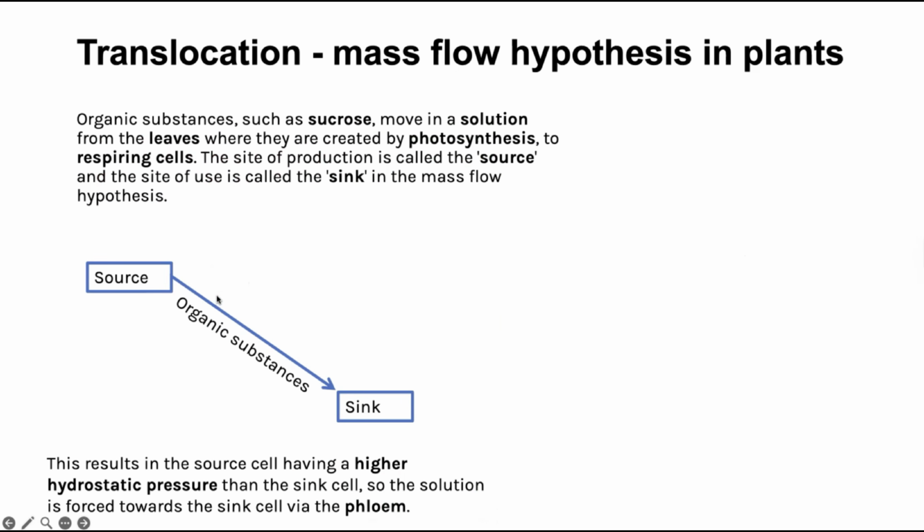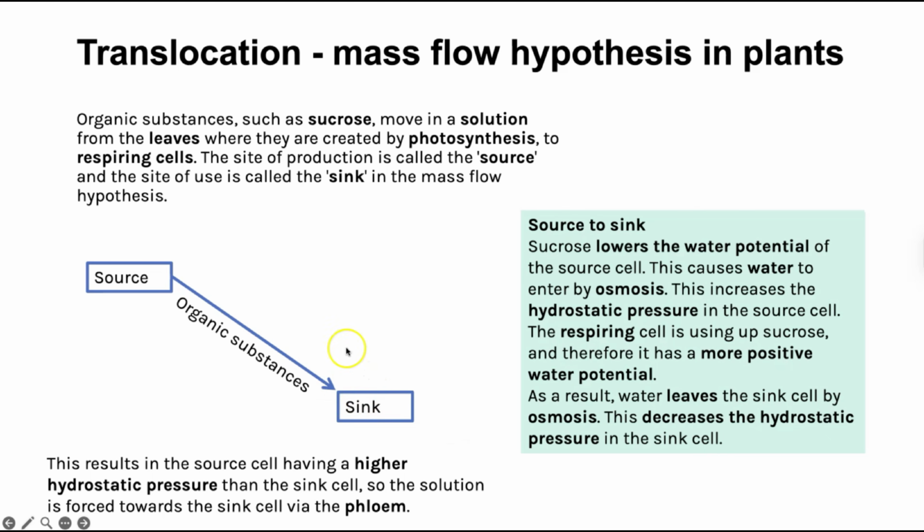So this links to the mass flow hypothesis, and this is looking at how the sucrose that's made in the leaves, which is our source, can be transported to the respiring cells, which is known as the sink. So we're going to go through this process of how it happens. There's a lot of text here, which I'm not going to talk through at this point. By all means, you can pause, write it down, but it's also going to come up in the subsequent slides. So I'm going to talk through it with those. This has just got a lot of the information in one place for you to screenshot if you want.